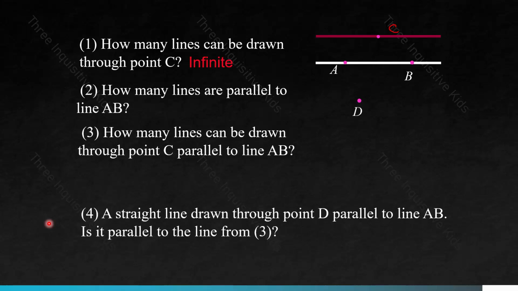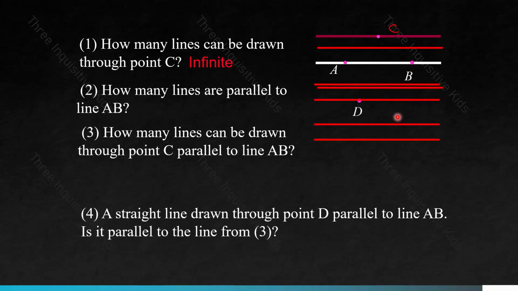How many lines are parallel to AB that can be drawn? Well, there's an infinite amount. All of these in red are all parallel to AB. There's also an infinite amount of lines that can be drawn that are parallel to line AB. But how many lines can be drawn through point C that is also parallel to line AB?